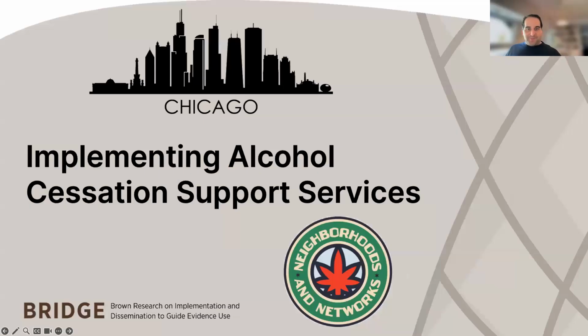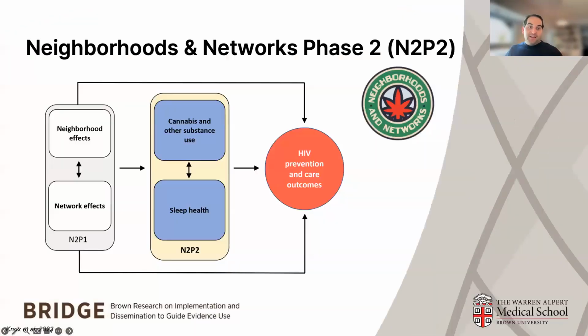And so, folks, you all have been waiting very patiently to hear about how we actually might use some of these methods in practice. I'm going to begin by talking about an example of a discrete choice experiment we conducted in Chicago through the Neighborhoods and Networks cohort study, where we sought to understand participants' preferences for different alcohol cessation support services and service delivery strategies.